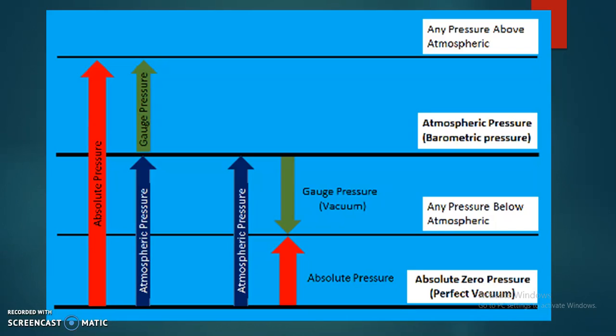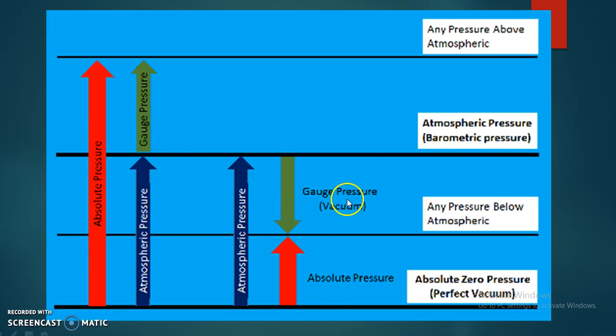Now the gauge pressure. Here is the gauge pressure. Gauge pressure indicates the pressure above the atmospheric pressure. This is the line for the atmospheric pressure, and above this dotted line, any pressure we measure is known as the gauge pressure. From here we can say that the absolute pressure is the summation of atmospheric pressure plus gauge pressure.